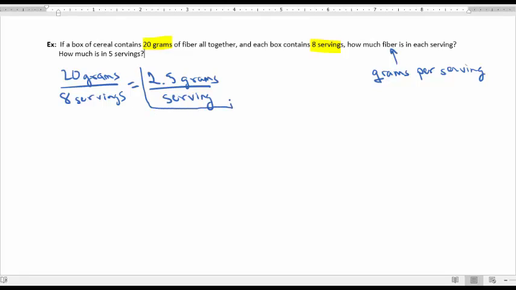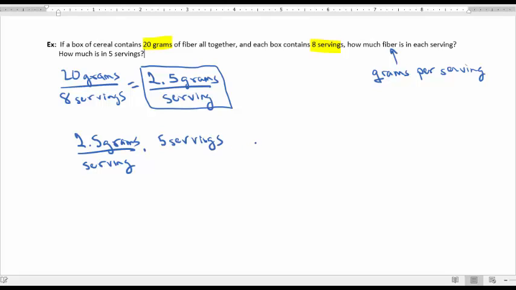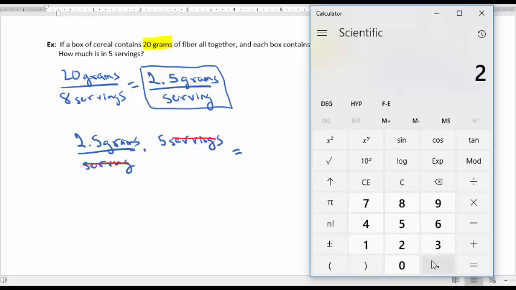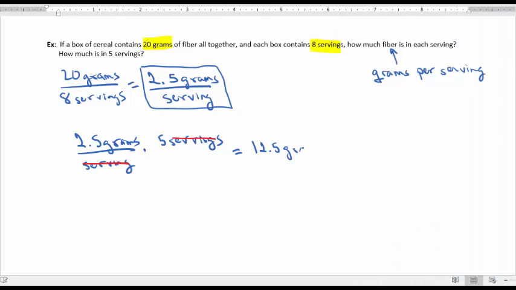And then the other nice thing about having this in unit rate form is that it's easy if we ever want to answer another question. You know that it's 2.5 grams per 1 serving. So how much is going to be in 5 servings? Well, it's easy. If I know that there's 2.5 grams per serving, I just multiply this by 5 servings. And we'll do this again later in this chapter when we do converting units. You see how I have serving down here in the denominator and serving up here in the numerator? Those are going to cancel. And now I know my answer is just going to be measured in grams, which is what I want. How many grams are in 5 servings? So you're doing 2.5 times 5, and we get 12.5 grams.